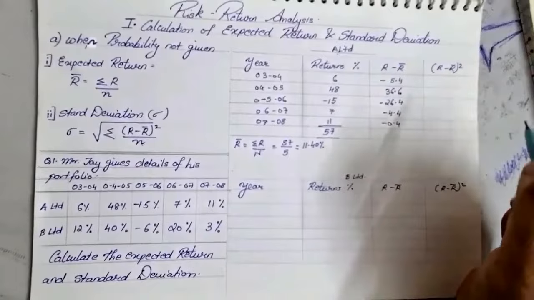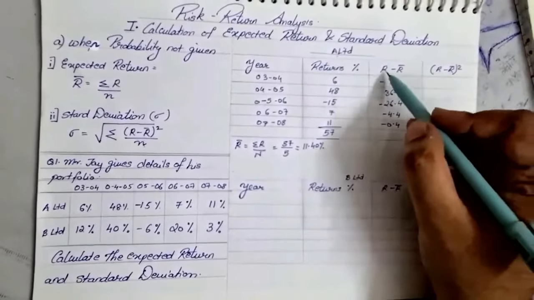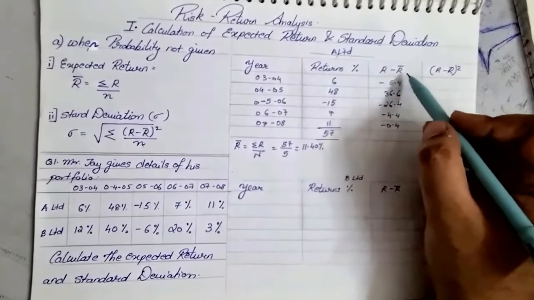Now the last column, you need to find the square of the value that you have found in R minus R bar. So the square of these numbers will be 29.16, 1339.56, 696.96, 19.36 and 0.16, the total of which will be approximately 2085.20. So we have got the value.